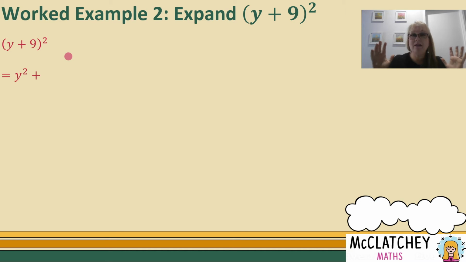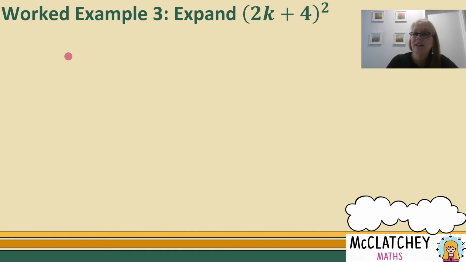Y times 9 makes 9y, and then double it makes 18y. And then our last term, 9 squared, makes 81. So we've basically finalized it. Okay, this is the same sort of thing.